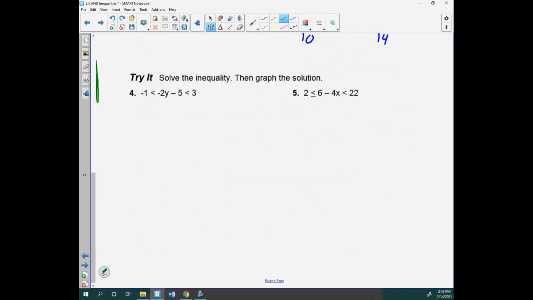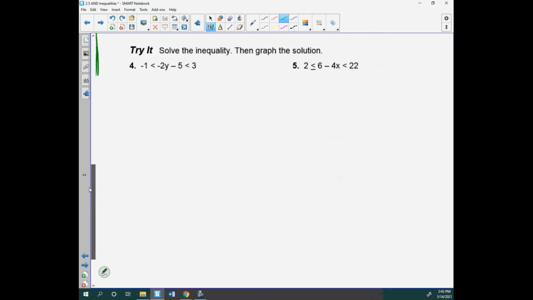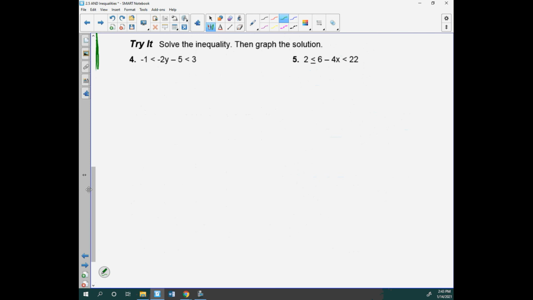Let's scroll down. I think what we're going to do is, I'll let you guys pick one. Do you want number 4 or number 5? Raise your hand if you want number 4. Raise your hand if you want number 5. Looks like most people said 5, so we're going to solve that one.